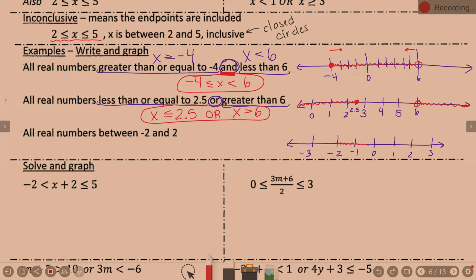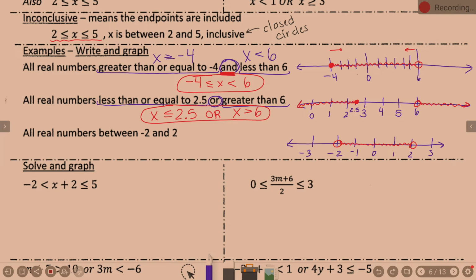1, 0, -1. It's going to be all shaded. When they say between, it's everything in between, so don't forget your decimals and fractions. Now, it just says between -2 and 2. Does it say anything about including -2 and 2? Nope. So these are going to be open circles. If it said inclusive, they'd both be closed. You'd fill them in. Okay?